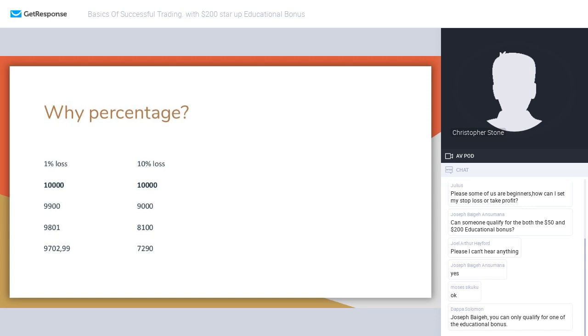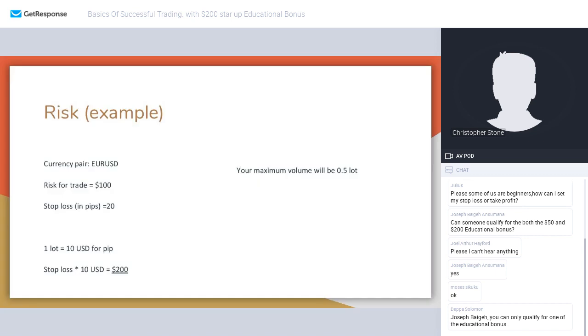Next you will lose $900, so you will have $8,100. And after three trades from $10,000, you will have lost more than 27% of your trading account, because you had $10,000 and now you have only $7,290. It's a very bad deal, I would say.